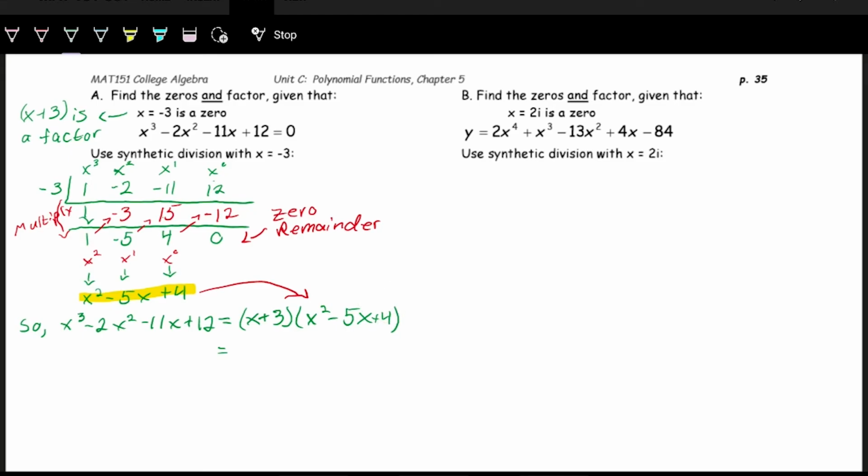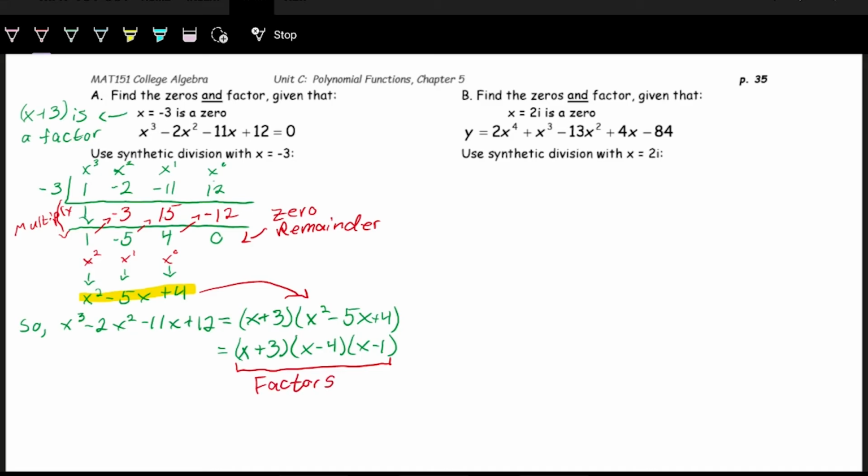We want to see what two numbers will multiply to 4 and add to negative 5. Well, for the factors of 4, you can use positive 2 and positive 2, but if we add those up, we get positive 4, so that won't work out. But we can do negative 4 and negative 1, and those will add up to negative 5. And so the result we have here is x plus 3 times x minus 4 times x minus 1, because negative 1 and negative 4 multiply to positive 4 and add to negative 5. So these are the factors.